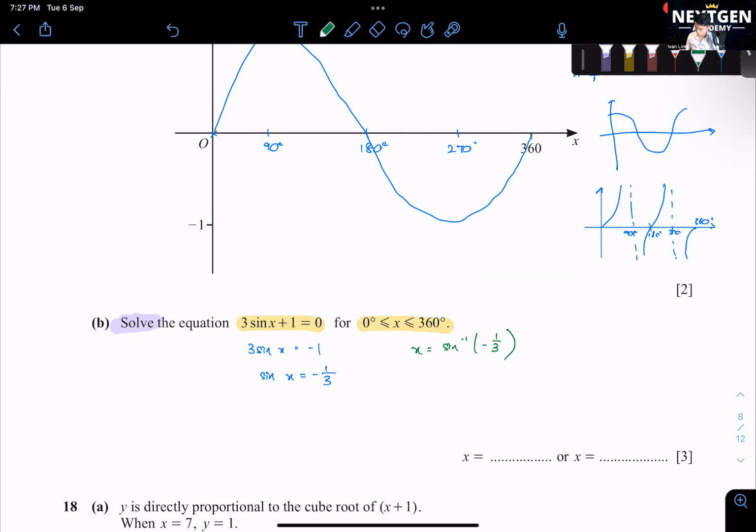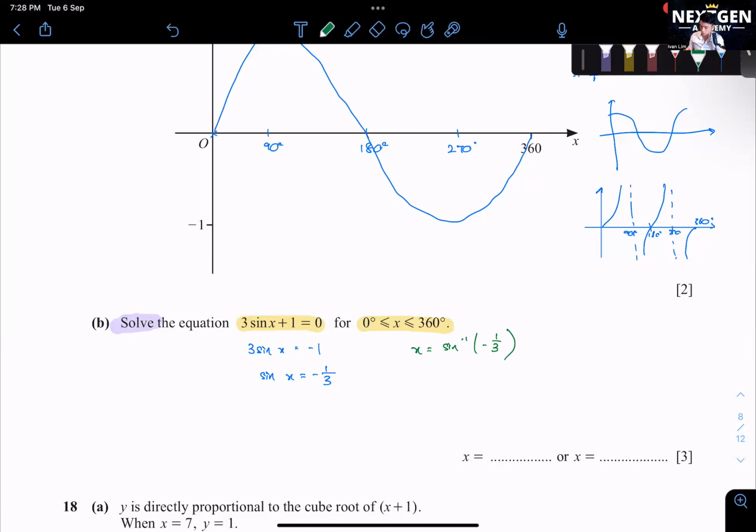Like this calculator got problem. 1, sine, 1/3. Okay, so if you use the negative sign, you won't get the marks, right? Okay, you won't get the marks. Sorry, yeah, you won't get the marks at all.